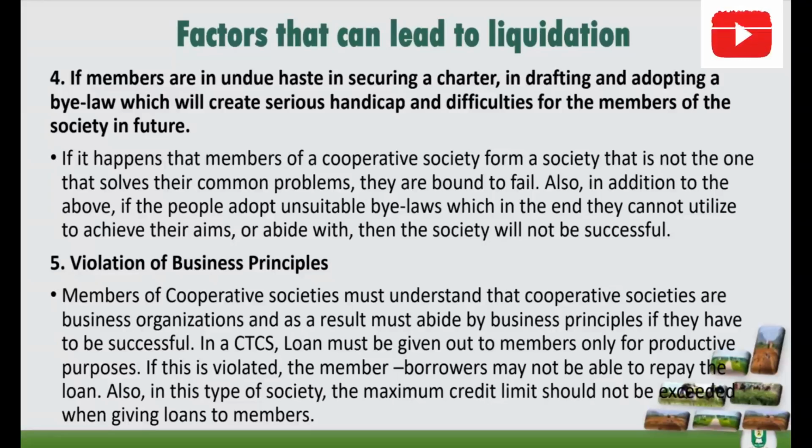Number five, violation of business principles. Members of a cooperative society must understand that cooperative societies are business organizations, and as a result must abide by business principles if they are to be successful. In a cooperative thrift and credit society, loans must be given out to members only for productive purposes.